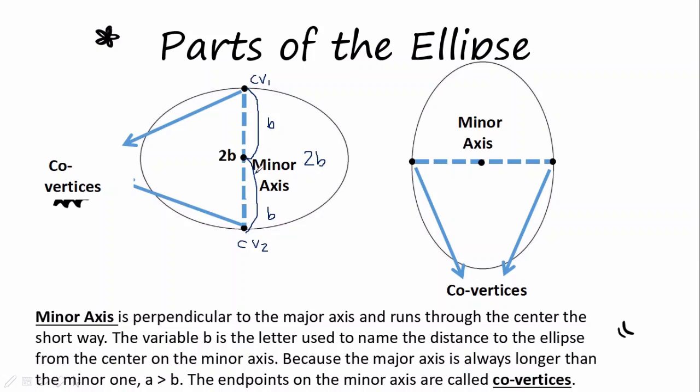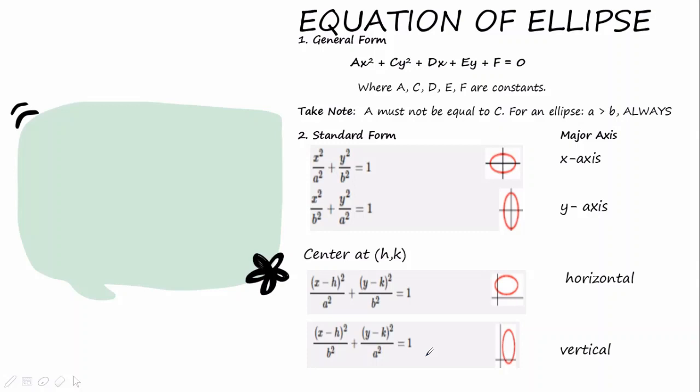Next one, the equation of ellipse. The equation of ellipse has two forms, which are the general form and the standard form. In general form, we have ax squared plus cy squared plus dx plus ey plus f equals 0, where a, c, d, e, f are constants. Take note that in the equation of the ellipse, a must not be equal to c. So let's proceed to the standard form.